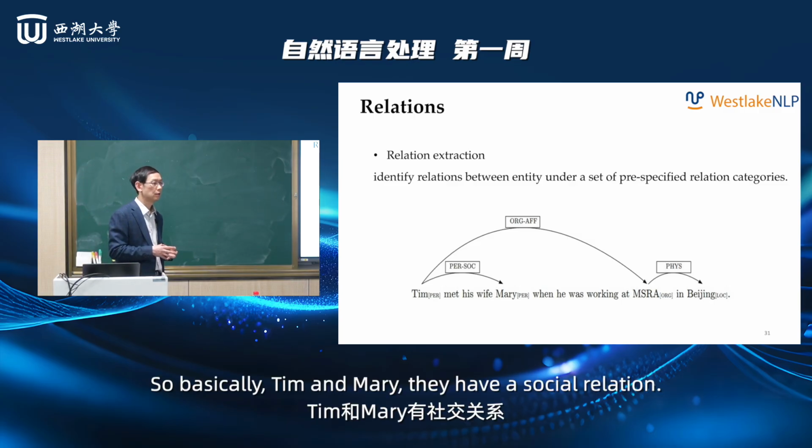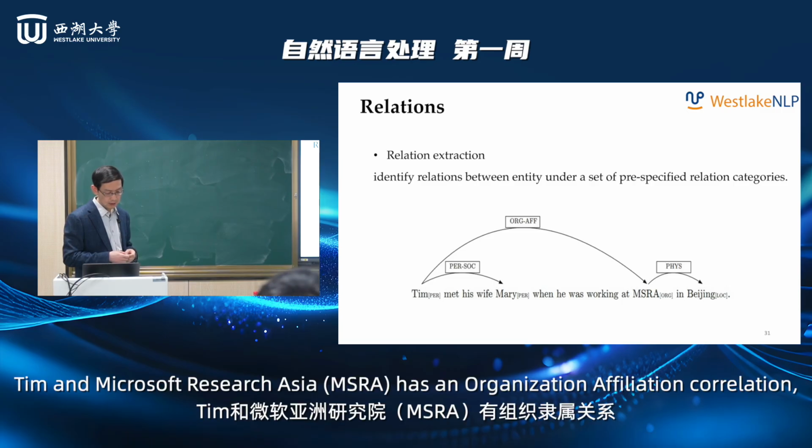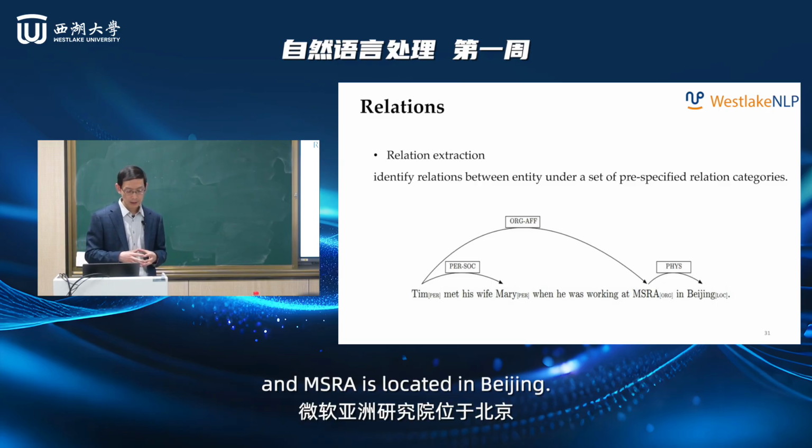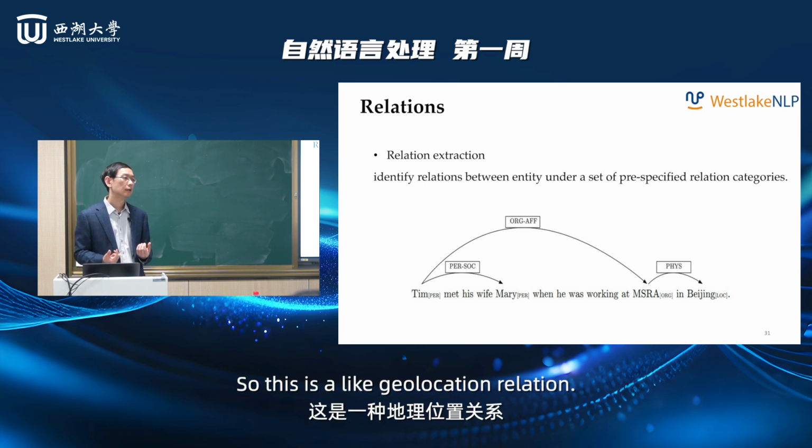Okay. So basically, Tim and Mary, okay, they have a social relation. Tim and Microsoft Research Asia, MSRA, has an organization affiliation relation. And MSRA is located in Beijing. So this is like a geolocation relation.